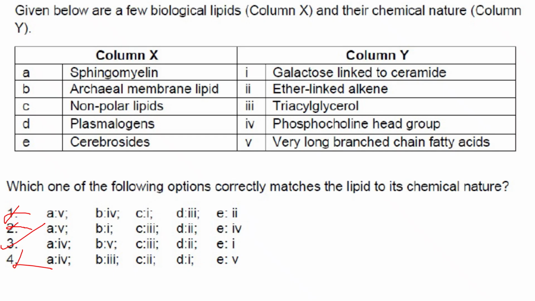Then C3, non-polar lipid triglyceride. We already discussed that. So C3, and plasmalogens D2, that is ether linked alkene. Yes, that is the vinyl ether group. So it is an ether linked alkene. D2. Okay, D2 plasmalogens, it is ether linked alkene, and in cerebroside, galactose is attached to the ceramide. So E1. So that makes option 3.